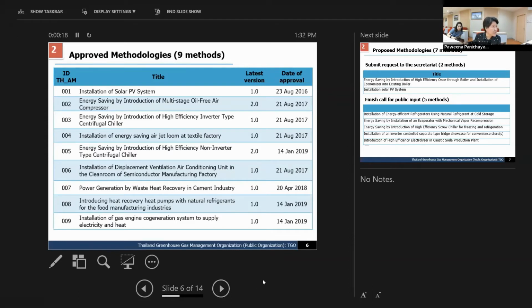For the methodologies that we have already approved, we have 9 methodologies: for solar PV system, for air compressor, for the centrifugal chiller, air jet room, and non-inverter type centrifugal chiller, for the ventilation air conditioning unit, waste heat recovery in cement factory to generate electricity, for the heat pumps, and the last one is the gas engine cogeneration system.